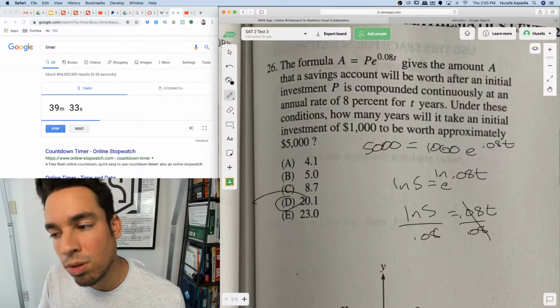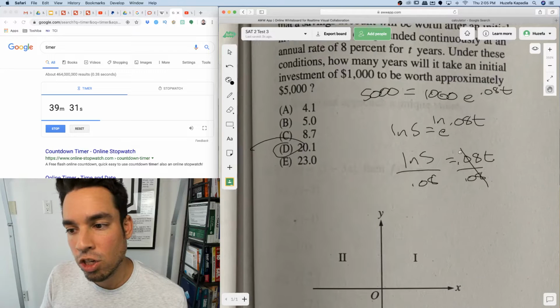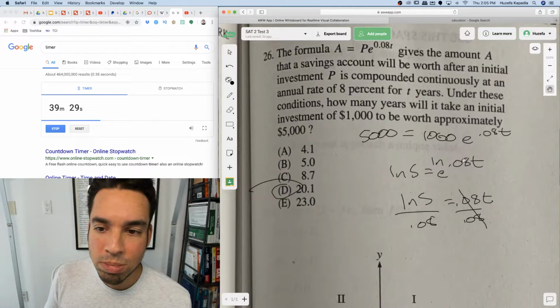Approximately 5,000. Boom, 20. You could have plugged in values if you didn't know how to do this. You could have just plugged in values.